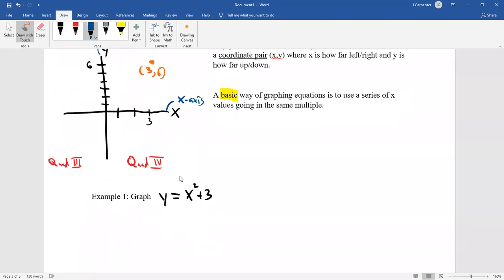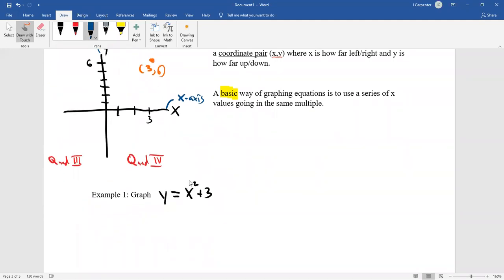Okay, so back to the example at hand. Graph just by doing a series of values, but I will tell us this time, and in this introductory section, my math lab will as well, we're going to use x equals -3, -2, -1, 0, 1, 2, and 3. This is a great starting set of values to use. But again, it's not the end-all be-all.